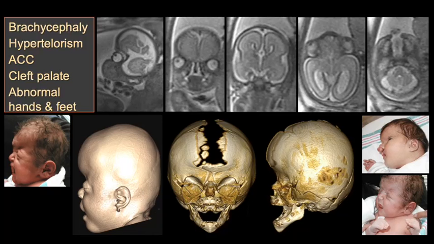This is an example of a fetus with frontal bossing, shortened anterior cranial fossa, pronounced hypertelorism. There is cleft palate, and there's agenesis of the corpus callosum. Postnatally, look at the polysyndactyly in this case of Apert syndrome, and there is a telltale very widened metopic and sagittal suture.